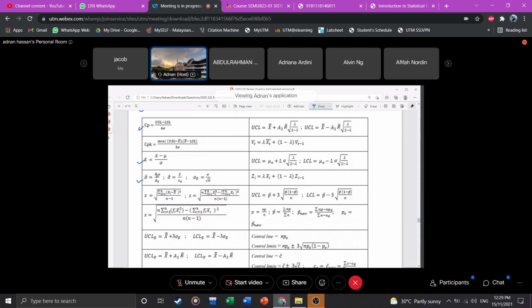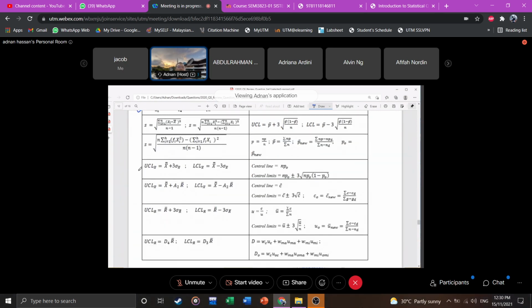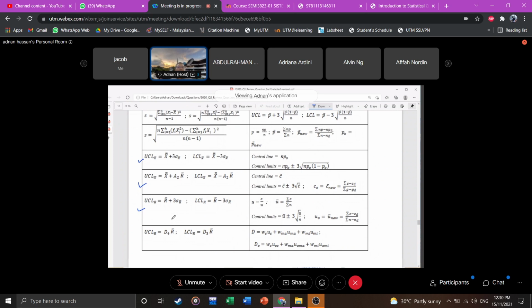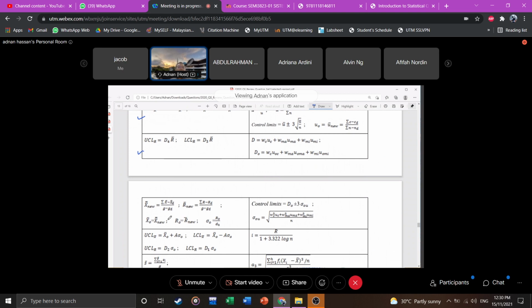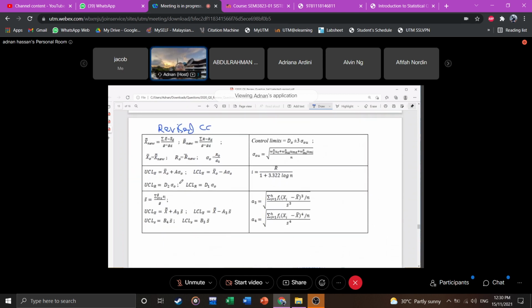To get the sigma, you can get R-bar over d2, meaning this is R, the revised R. The S, this one is already familiar. This one also familiar. And this is for the revise, the formula for the revise, the one that I explained earlier. The control chart for R, for X. So this is the revise.